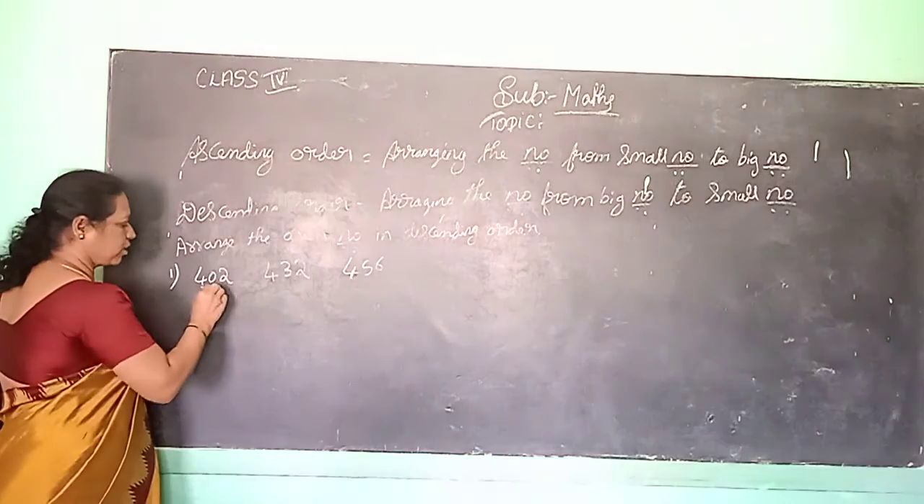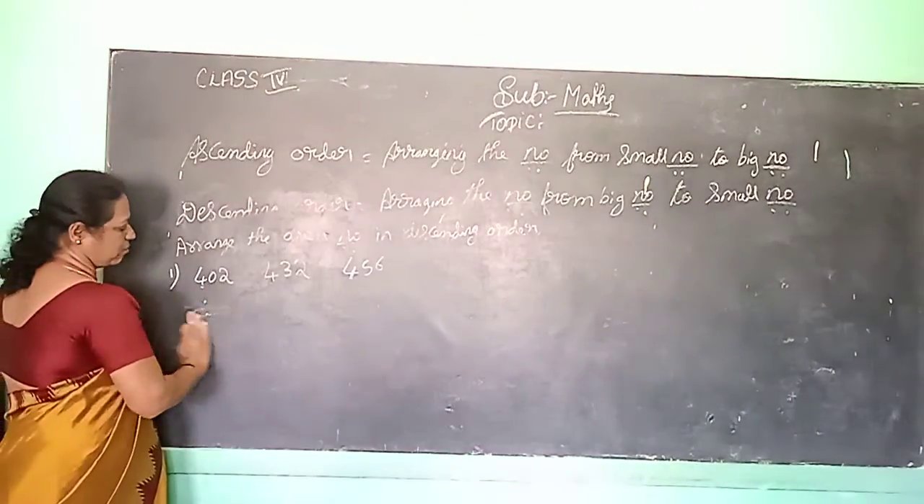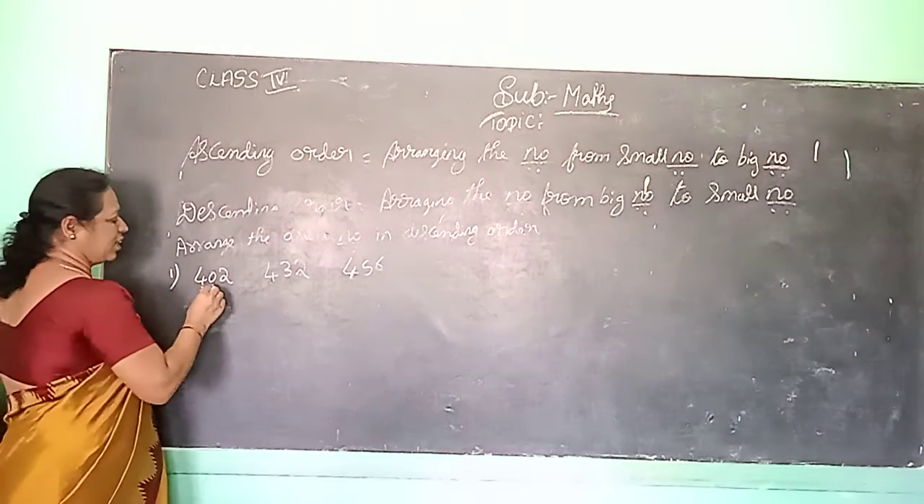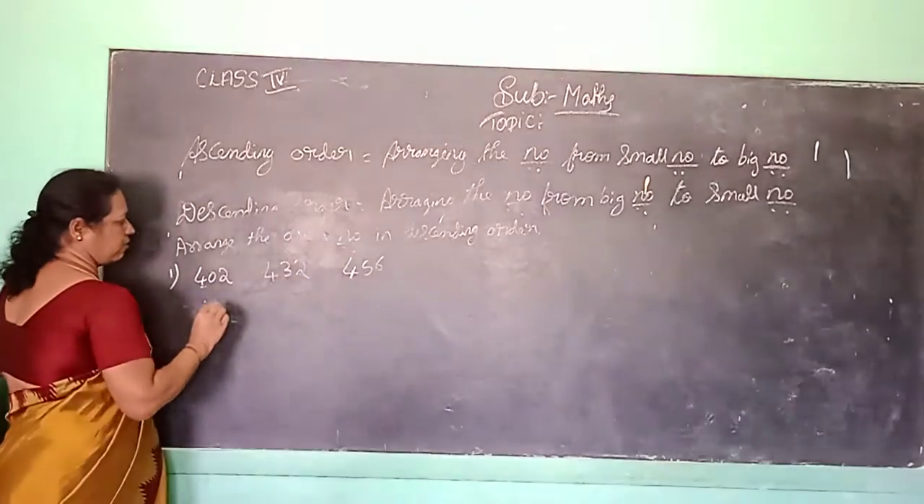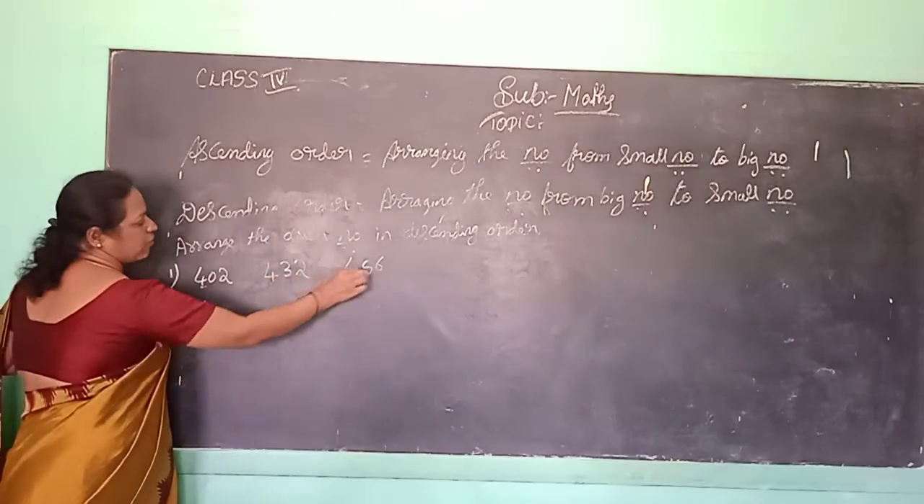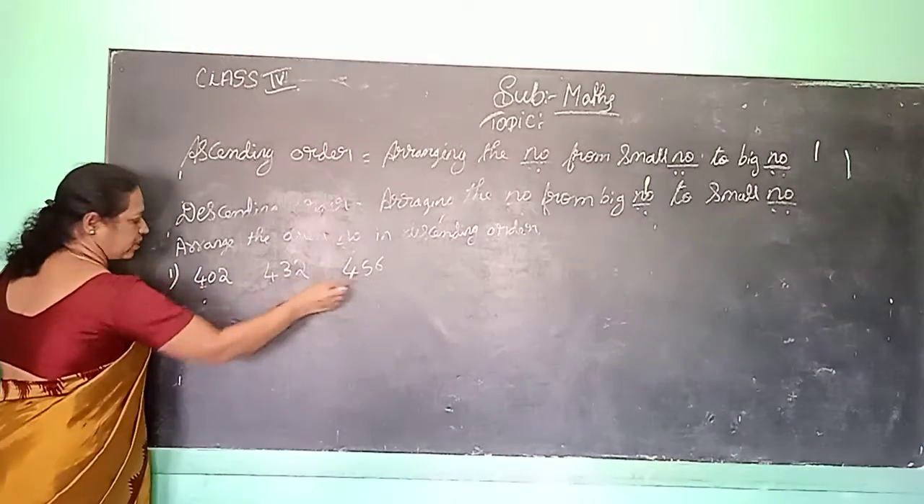0 is the smaller, so write this one. 400. Sorry children, descending order means big number to smaller number. So all are 400, all are equal. So 0, 3, 5. Which is greater? 5 is greater. So write this number first.